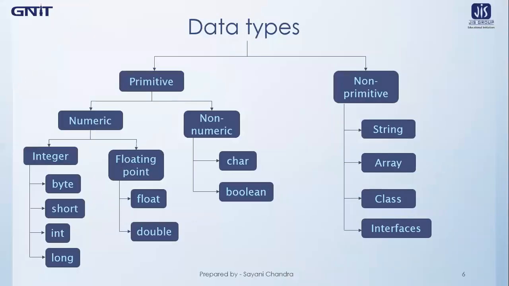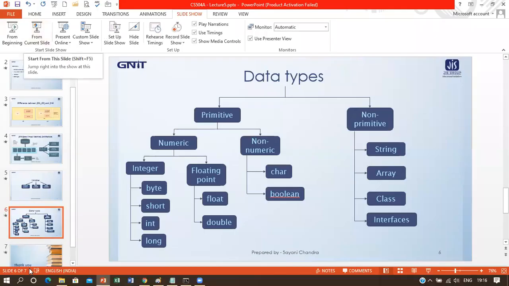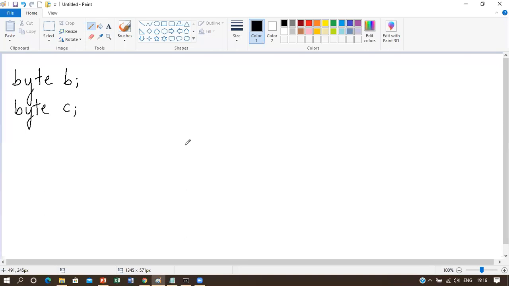The next one is short data type. Short is a signed 16-bit data type. 16 bits mean that it takes 2 bytes in memory. It has a range from -32768 to +32767. It is probably the least used Java data type. Now, how to declare a short data type variable? You can declare a short data type like this.